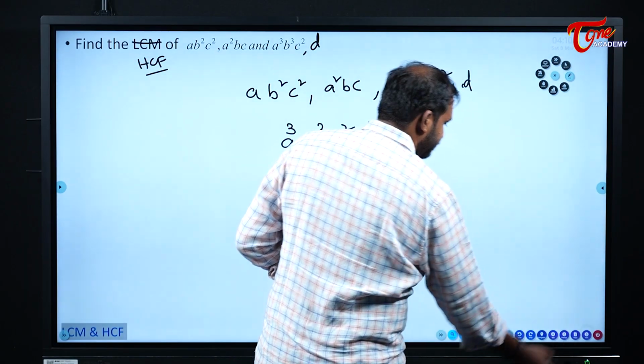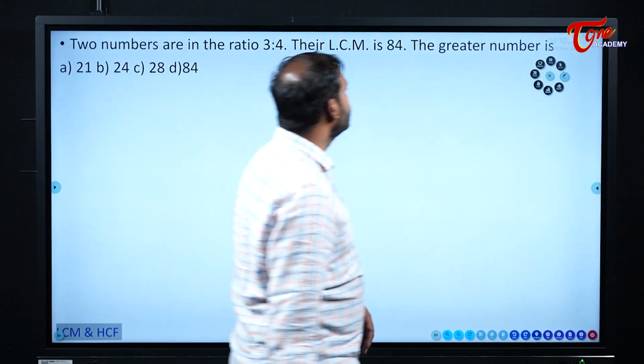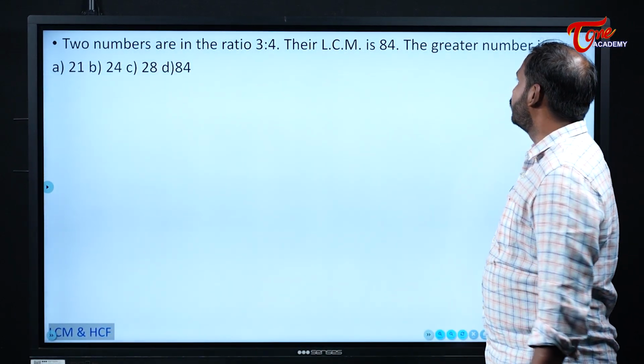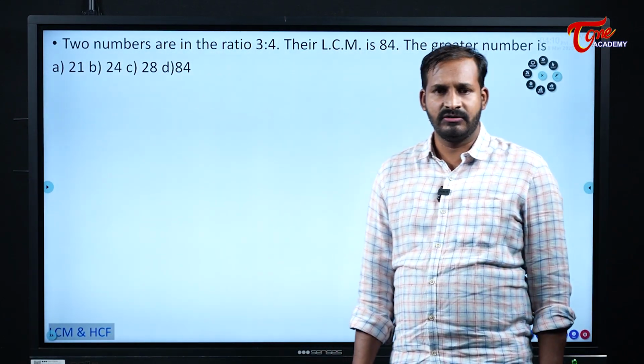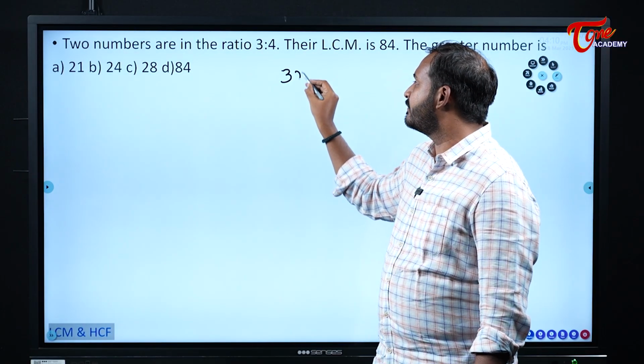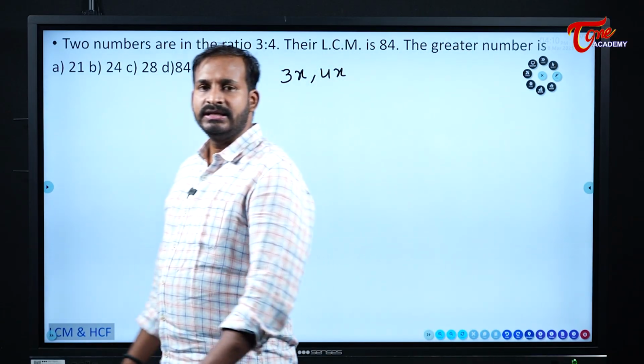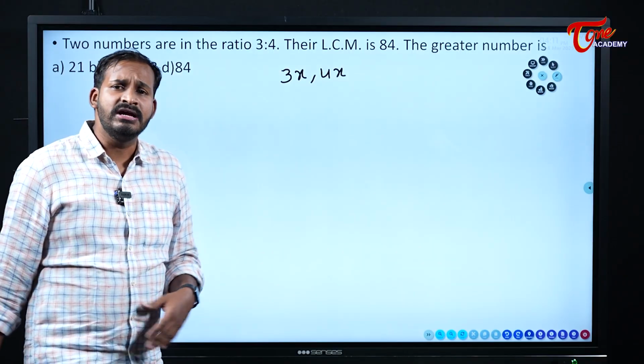Next. Two numbers are in the ratio 3:4. Their LCM is 84. The greatest number is. Just now I have told you, if two numbers are in the ratio 3:4, you are going to take them as 3x and 4x, where x is our HCF.